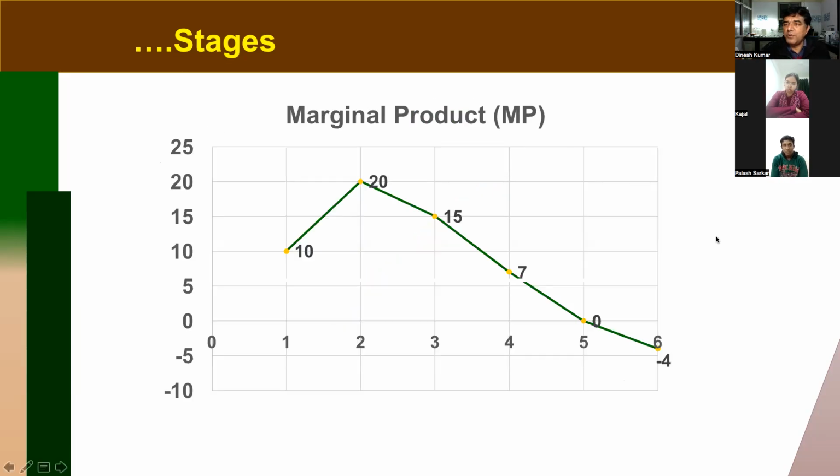You have also calculated in the table the MP. So MP can also be represented by a line, the way just now you have seen the total product. So initially for first it was 10, then 20, 15, 7, 4, and finally at 6 units of variable labor, you can see it has gone to -4. It is -4, it is representing 6th labor. 5th labor is represented by 0. 4th labor by 7, 3rd labor by 15, 2nd labor by 20 MP, 1st labor by 10 MP.